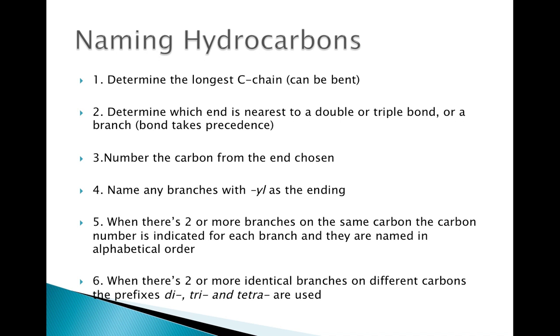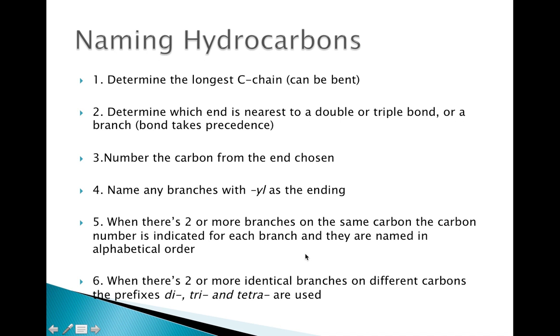Then we look to see if there are any branches. Now a branch is something which is not connected to the main chain, but it's got carbons on it. And we name them with the same stem, but with the ending yl to indicate that it's a branch. So if it's a branch with one carbon in length, it would be a methyl branch. If the branch has got two carbons in it, it would be an ethyl branch. We indicate what number carbon they're on, same as we indicate where the double bond is. And we always have to keep counting from the same end, so once we've decided which end we're counting from, we're stuck with it.